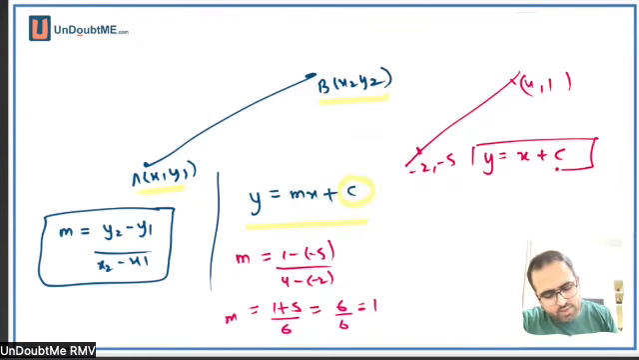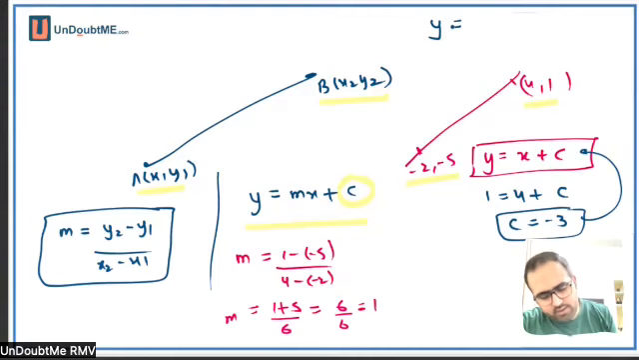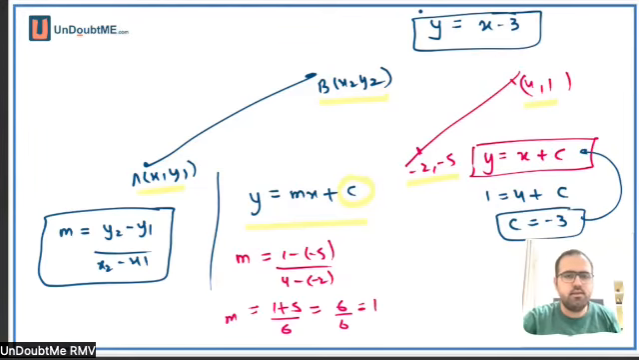Then, as I said, you can put any of the points, either -2, -5 or 4, 1, and get the value of c. 4, 1 is easy to substitute. 1 is equal to 4 plus c, so c will be -3. You'll get the same answer even if you take the other one. I got c, I can put it back. So my final answer will be y is equal to x minus 3. So in this question, we actually learned how to write the equation of a line.